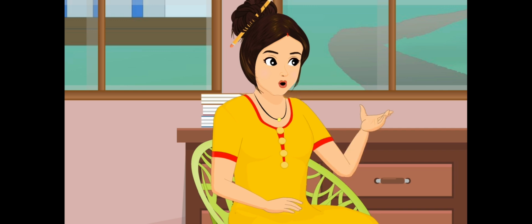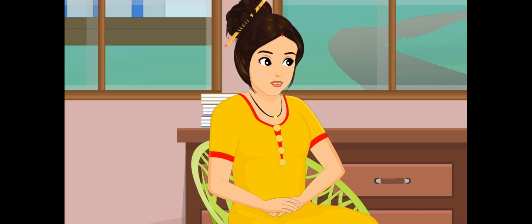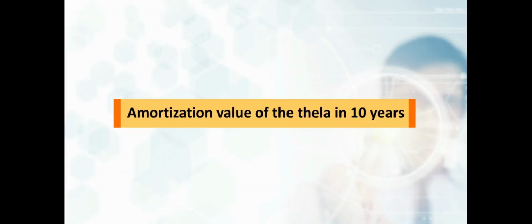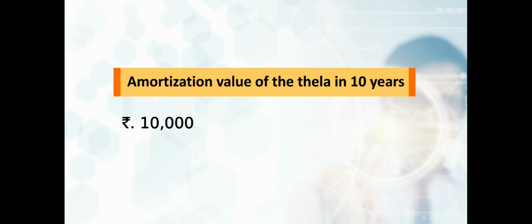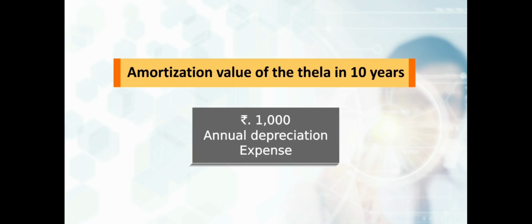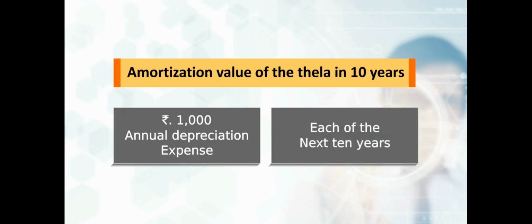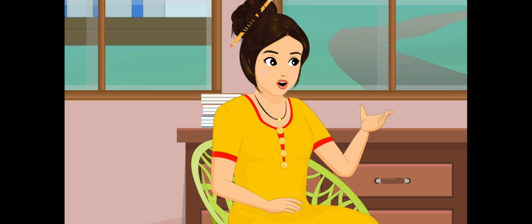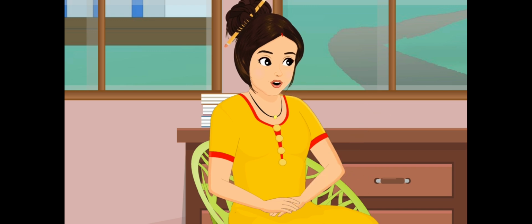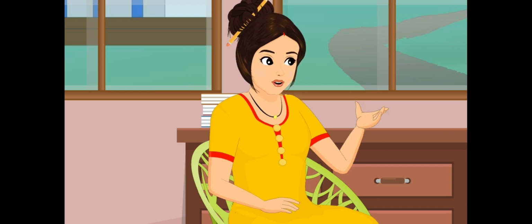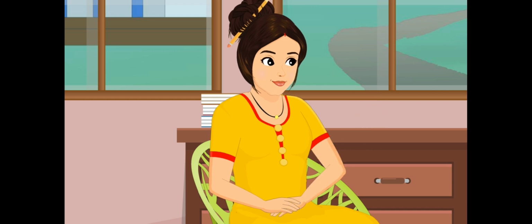The cost of Raju's thela will be depreciated over its useful life. If we assume that its useful life is 10 years, then rupees 10,000 divided by 10 is equal to rupees 1,000 will be the annual depreciation expense on the P&L statement for each of the next 10 years. At the end of the financial year, the rupees 1,000 will be deducted from Raju's profit before taxes are computed.